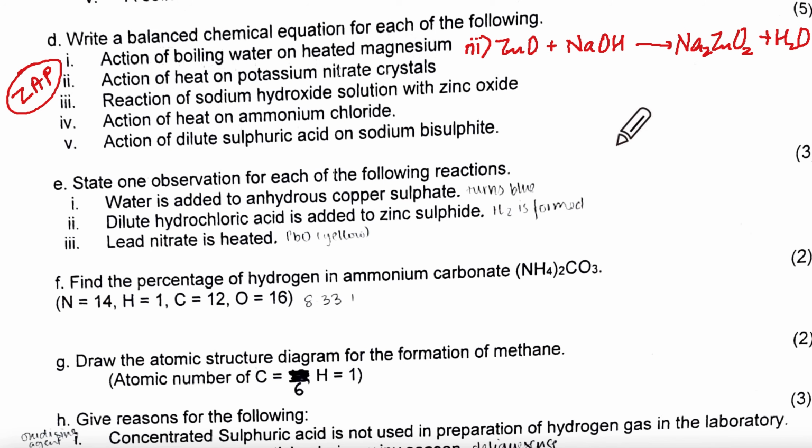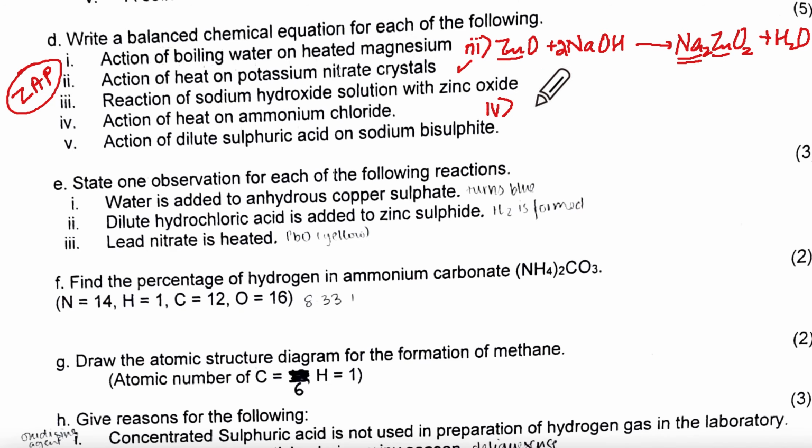Understanding? Now Na2 means I'll have to write 2 here to balance Na. Is zinc balanced? Is oxygen balanced? See here, 2 and 1 is 3, 2 and 1 is 3. Is H balanced? Yes, it is balanced. We come to the fourth one.